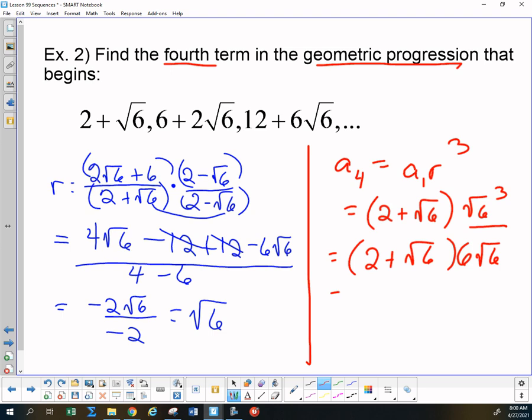So that will give me what? 12 root 6 plus root 6 times root 6 is a regular 6 times this other 6 gives me plus 36. So advanced sequences just because we get some that are kind of messy in them. Thumbs up, thumbs down at home and in class. Are we good with that?